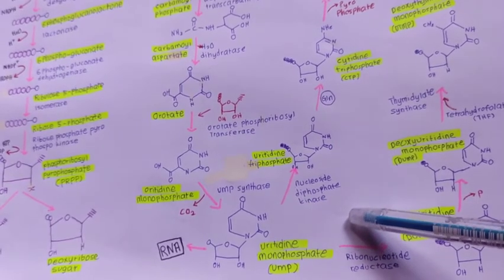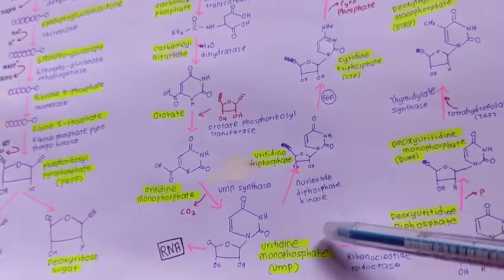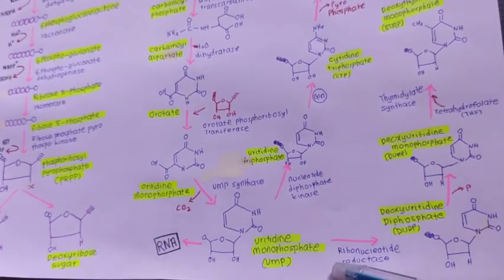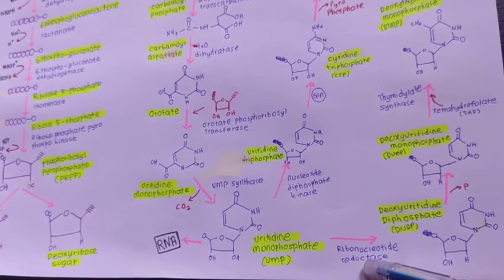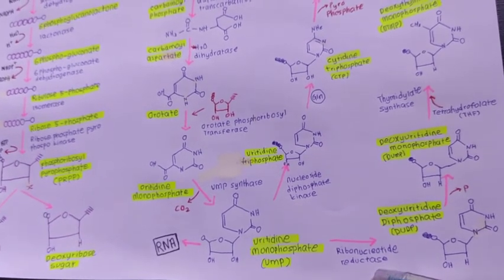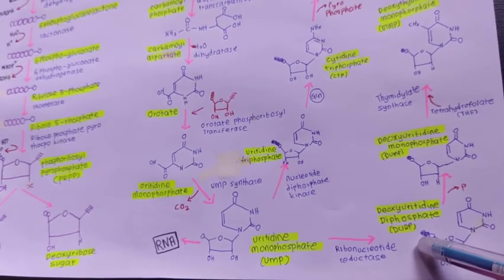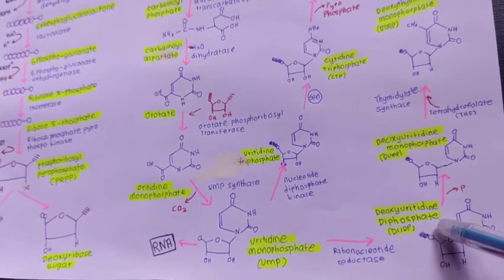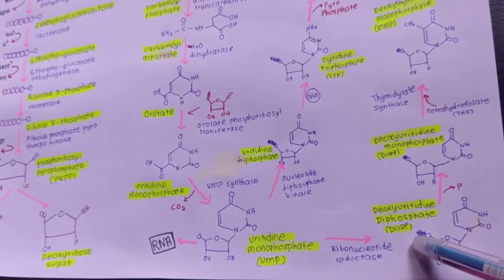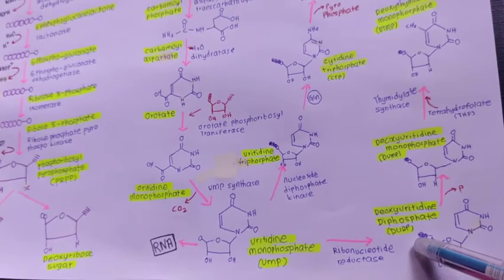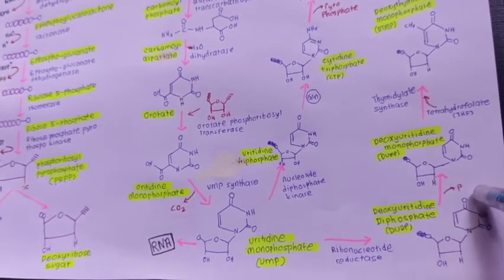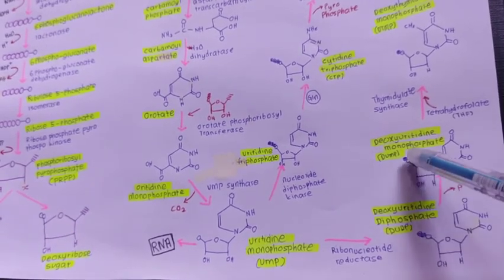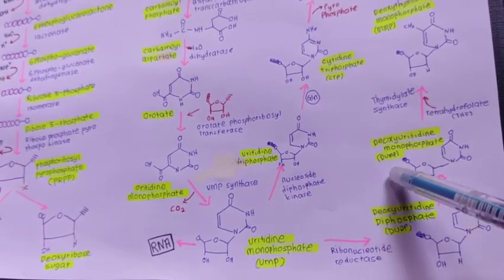Another way that can be used here is we start at uridine monophosphate UMP. In this process, we use the enzyme ribonucleotide reductase. This enzyme adds a phosphate group here and converts this UMP into deoxyuridine diphosphate or dUDP. Then dUDP has one phosphate group pulled out and is converted into deoxyuridine monophosphate or dUMP.